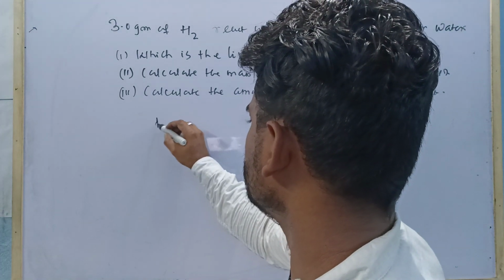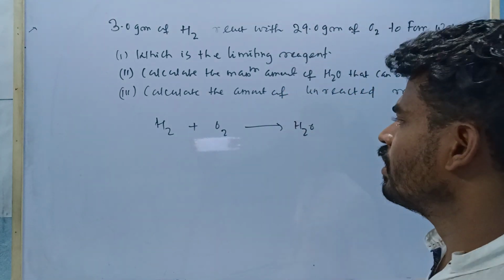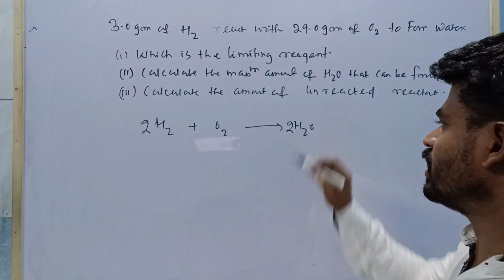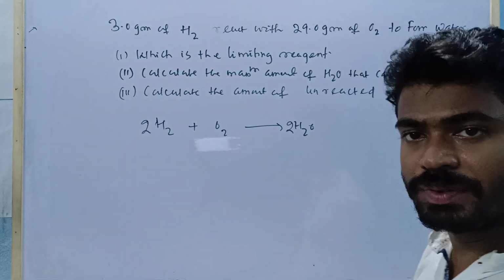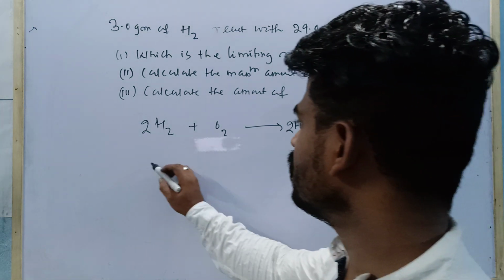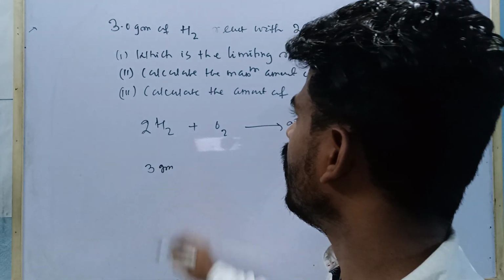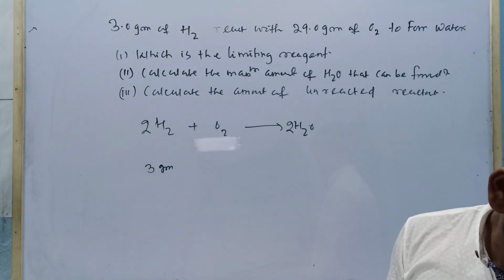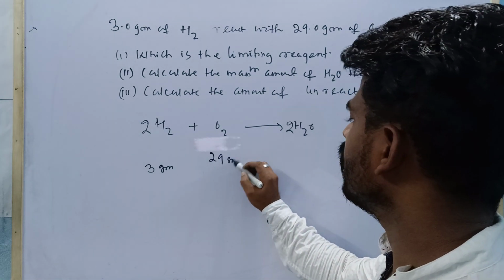Reaction, write down: H2 plus O2 giving rise to H2O. So that will be 2H2 plus O2 giving rise to 2H2O. This is the balanced equation. The first preliminary duty is to write down the balanced equation. Next, it is given to you 3 gram of H2 and 29 gram of O2.